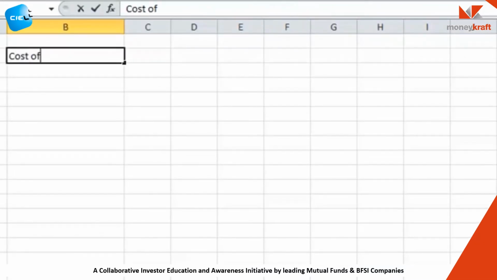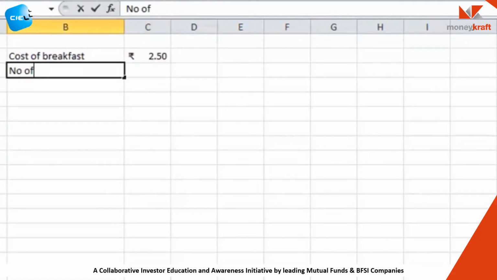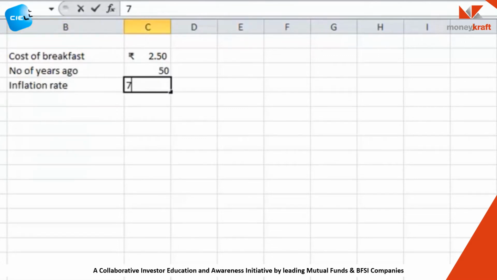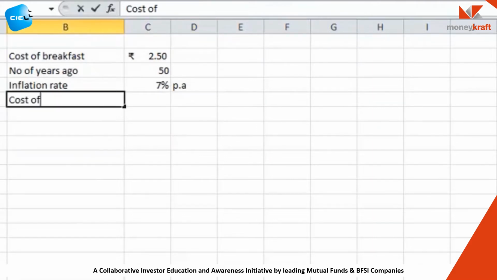Let us enter this data into a spreadsheet to understand the time value of money. Money spent 50 years ago was 2 rupees 50 paise. Inflation rate, let's assume, was 7% per annum. If Grandpa bought his breakfast now, how much would he pay?